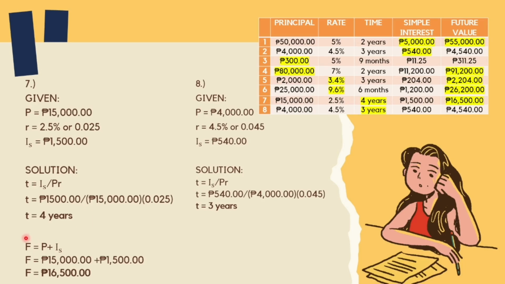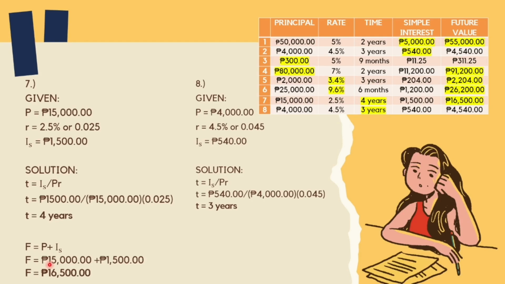Now let's head on to the future value for this example. We have here, future value is equal to the sum of principal and simple interest. We need to substitute it with the correct values. So future value is equal to principal of 15,000 pesos plus the simple interest of 1,500. Next, we'll just simply add this. 1,500 plus 15,000, we will get an answer of 16,500. Don't forget the peso sign.